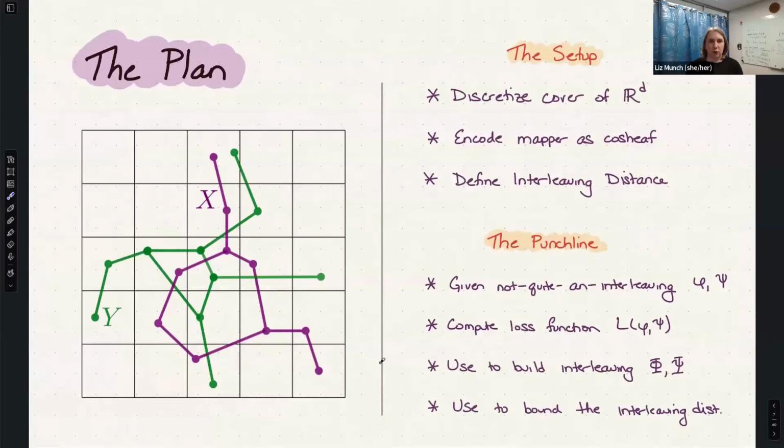Okay, so the plan. Let me give you the big picture plan of what we're going to do. The idea is you have some sort of data embedded into R^D. So again, pictures in R^2, but whatever is in R^D.